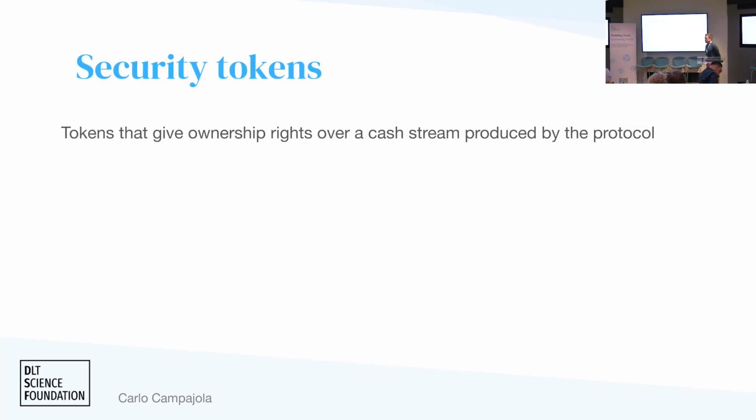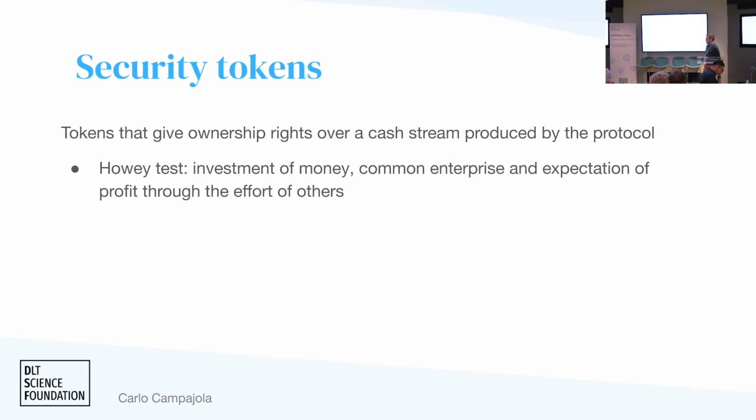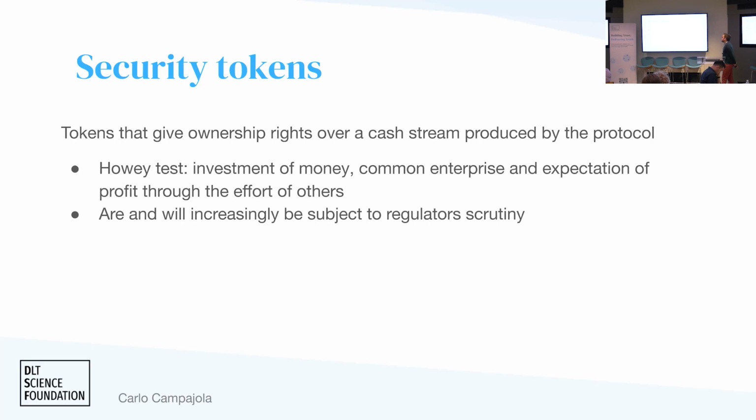Security tokens. We started with stocks. Stocks are securities. Security tokens are tokens that give ownership rights over a cash stream produced by the protocol. They satisfy the Howey test. Okay, so they are an investment of money, there is some sort of common enterprise, and there is an expectation of profit through the effort of others, the effort of somebody that is working for you. They are and will increasingly be subject to regulatory scrutiny. So in this, they're very similar to stocks, of course. I'm not going to give an example about this.